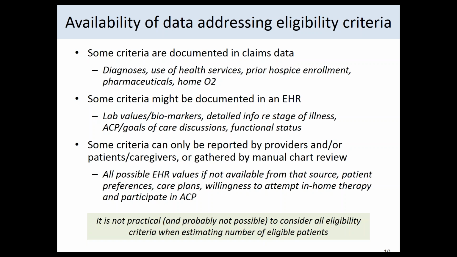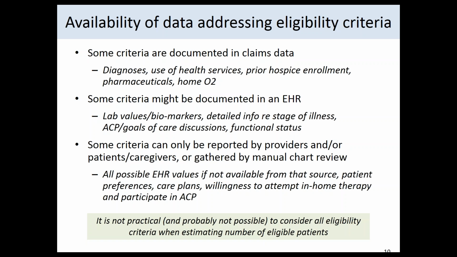Some of the criteria might be documented in an EHR, and some health systems and medical groups actually have EHRs that capture and can extract things like lab values and biomarkers, many of which were described in the eligibility criteria, and detailed information about stage of illness. Many EHRs have separate sections where advanced care planning documents, or the presence of those, are noted, where goals of care discussions are noted, where functional status information is available. And if you have access to a really good EHR, you could get at some of those, in particular disease-specific criteria, that you could then marry with your claims data to begin to get a sense of which patients are eligible.